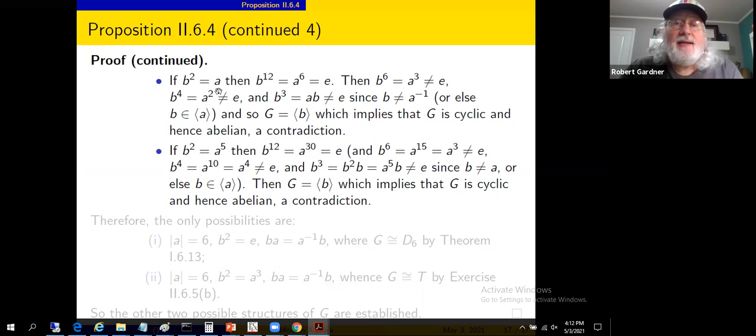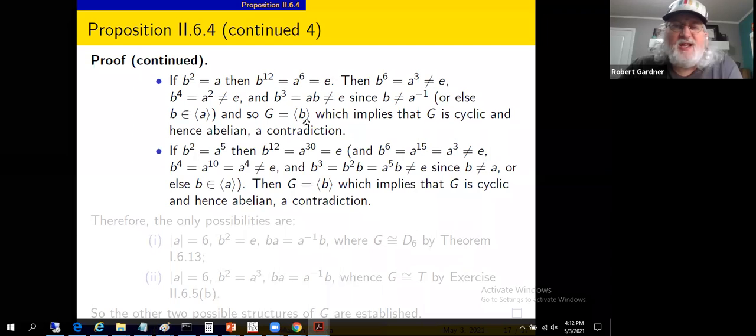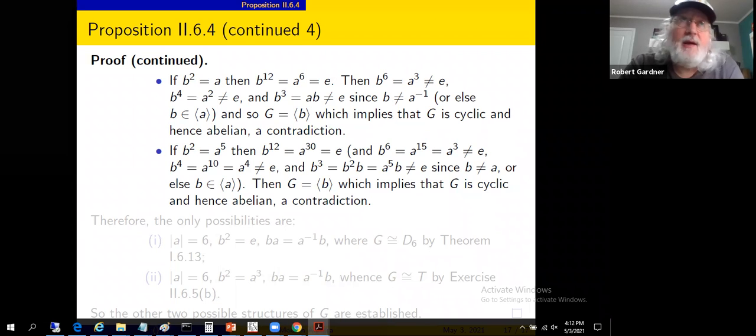B squared is not the identity because B squared equals A, and A is not the identity. So the order of element B must be 12. But then we've got an element of order 12 in this group G. That means G is generated by that element B. But G can't be generated by a single element. That means G is cyclic. That means G is abelian, and we're not dealing with an abelian group.